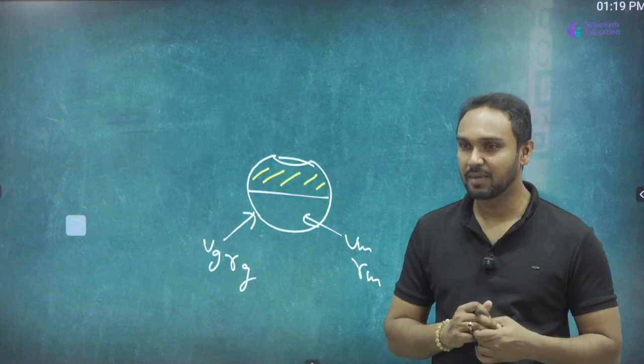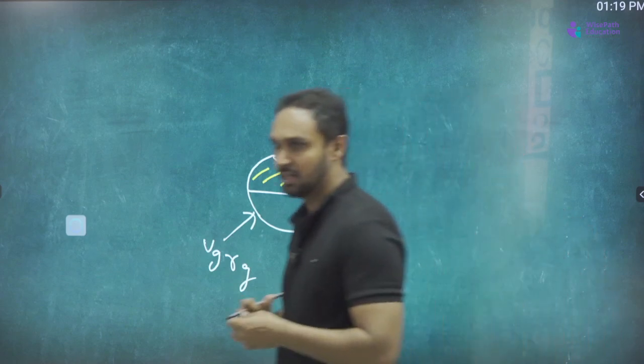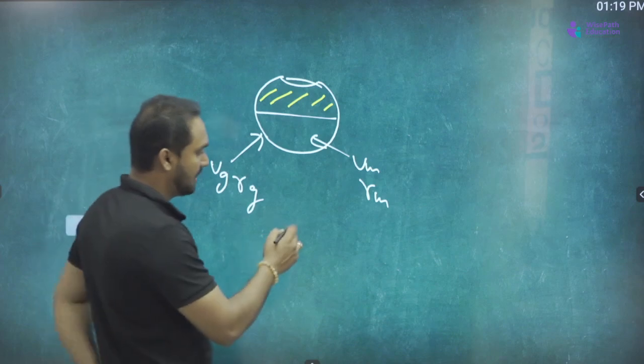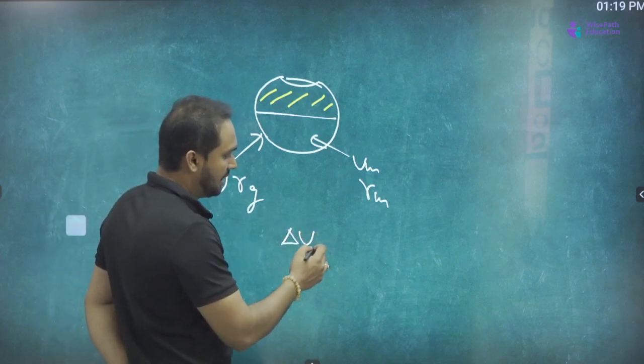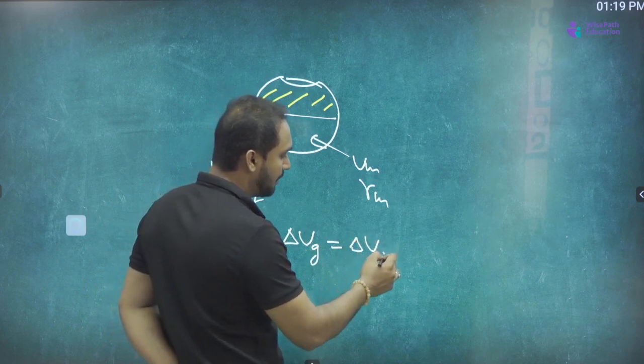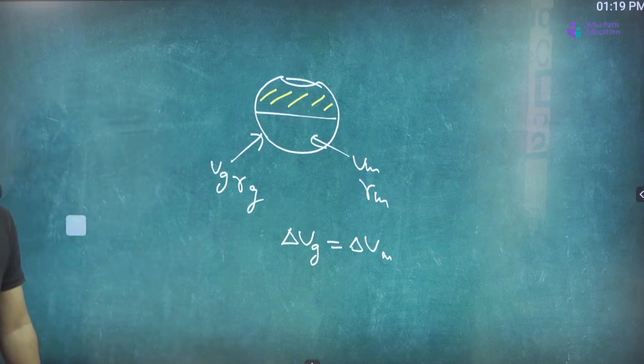Both expand by the same amount. So the expansivity should be equal. So delta v's should be equal. Like delta v of glass should be equal to the delta v of mercury, isn't it? If these two are equal, then the empty space will remain constant, isn't it?